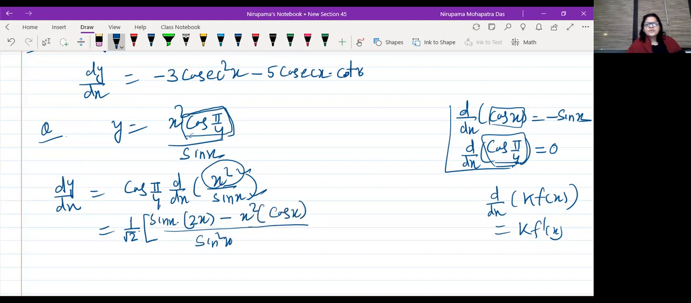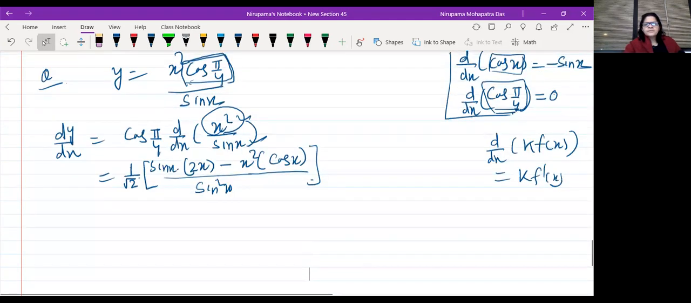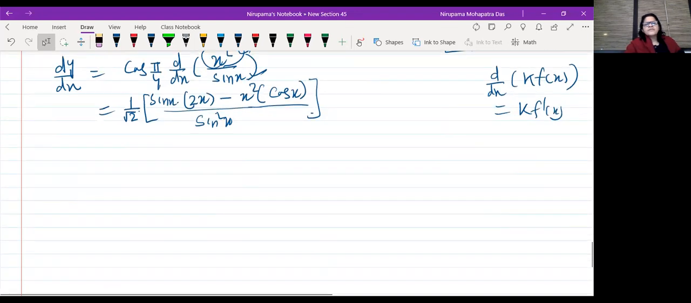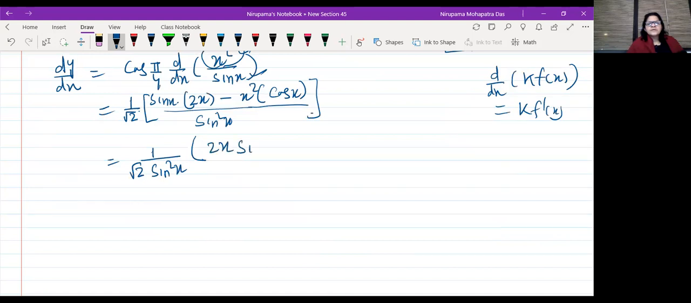So you can solve the questions directly like this also. In the beginning you may have to show the steps, but once you are very confident and familiar with the steps, you can solve the questions directly like this. So 1 by root 2, I can write here sin square x also. So here you have 2x sin x minus x square cos x. Okay, this is the answer.